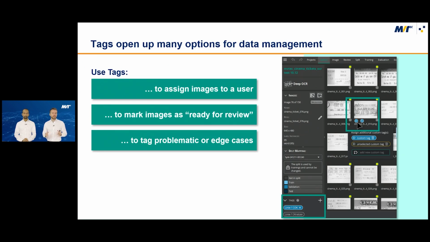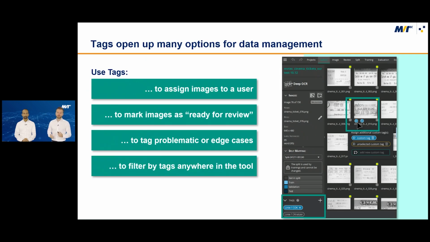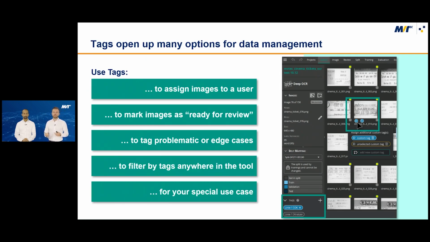A third use case is that you might have problematic or edge cases. So this could be images that are really difficult, have a low accuracy in the result, and then you know, okay, we should add more data of this type in the future. So it reminds you, here we should add more data. And there are several more use cases that you can use tags for, so it will really help you to coordinate your work within the deep learning tool.